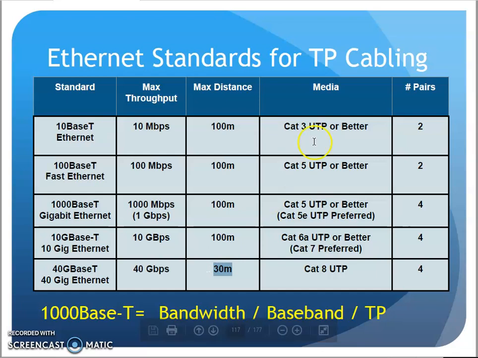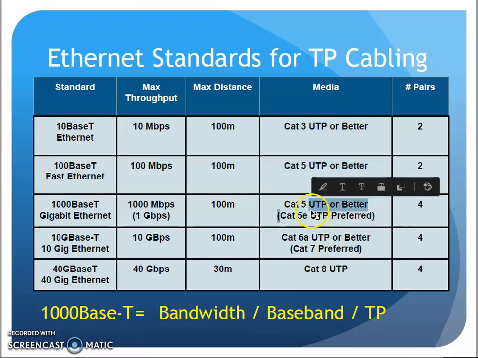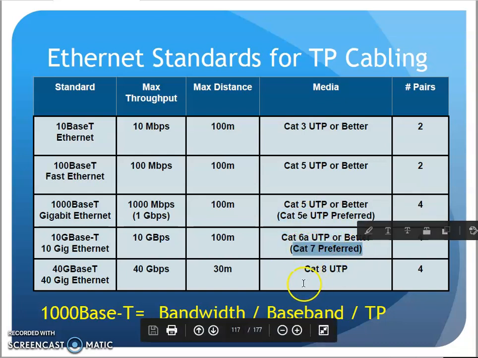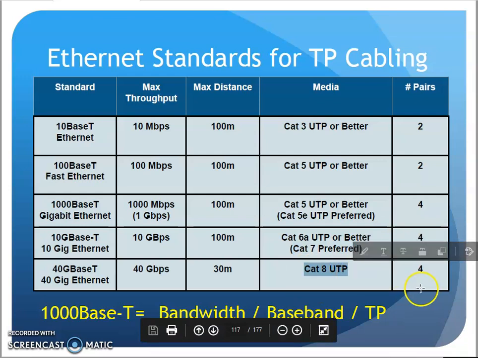And here it lets us know with the standard, if I'm going to do 10BASE-T, I can do category 3 or better, category 5 or better for 100 meg, category 5 or better, preferably 5E, for gigabit. For 10 gig, I'm looking at category 6 or 7. And then for 40 gig, I'm looking at category 8. Okay, so there's my Ethernet standards for twisted pair.